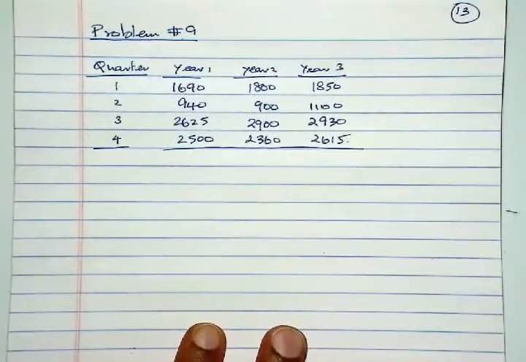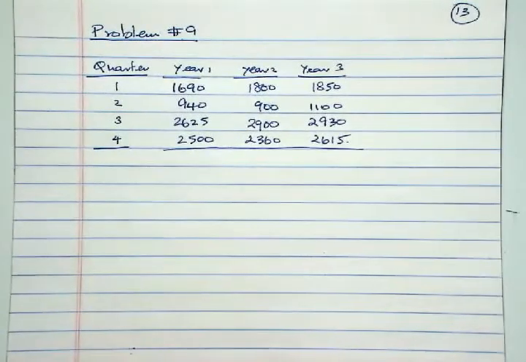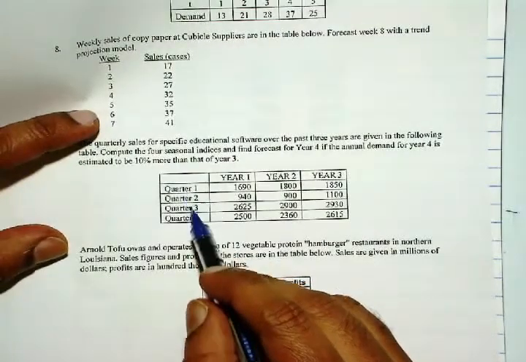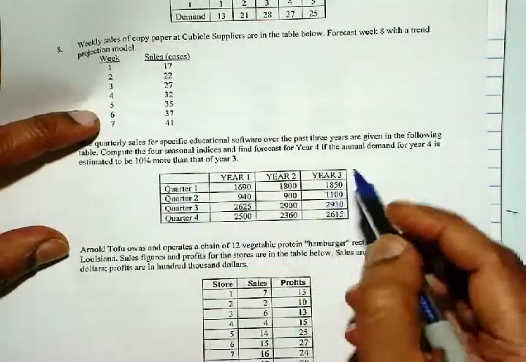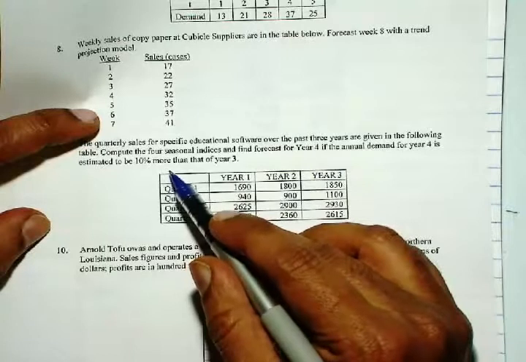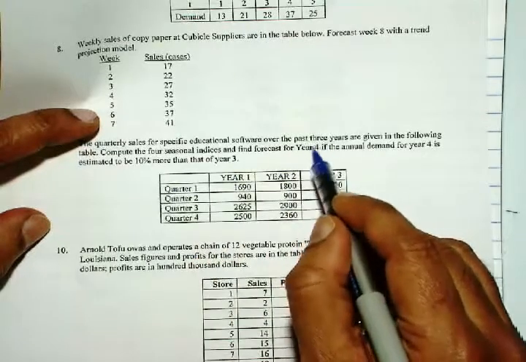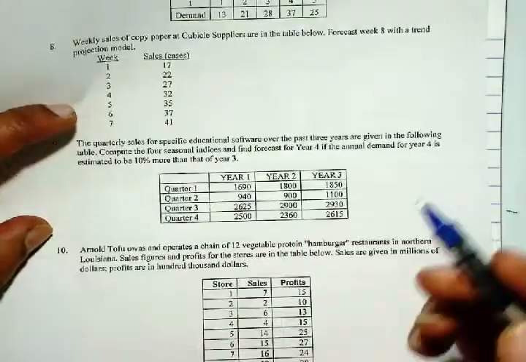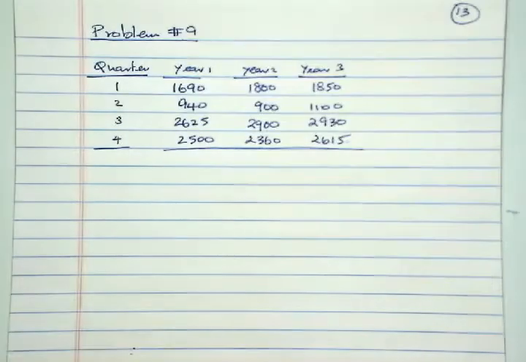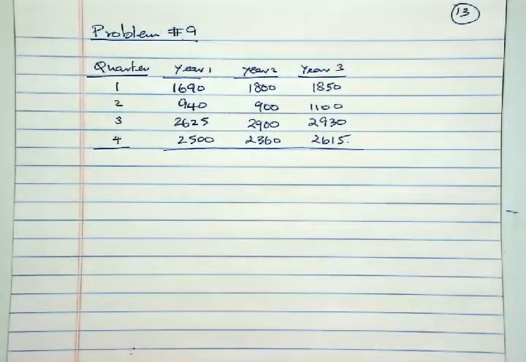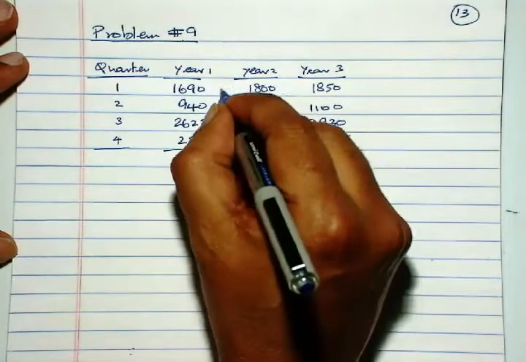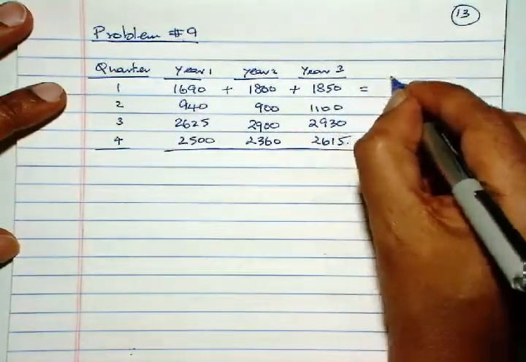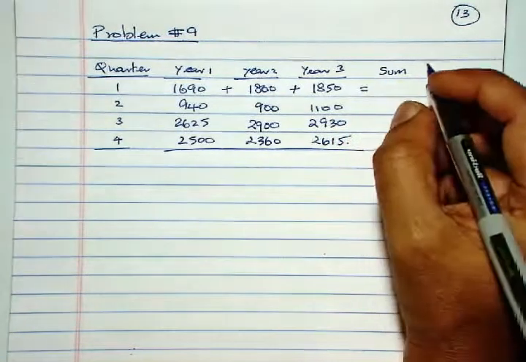Okay, next problem is problem number 9, and here we need to compute seasonal index for the 4 quarters and then find forecast for year 4, which is going to be 10% more than the demand in year 3. First thing to do is to sum for each season, so that will be for each quarter.